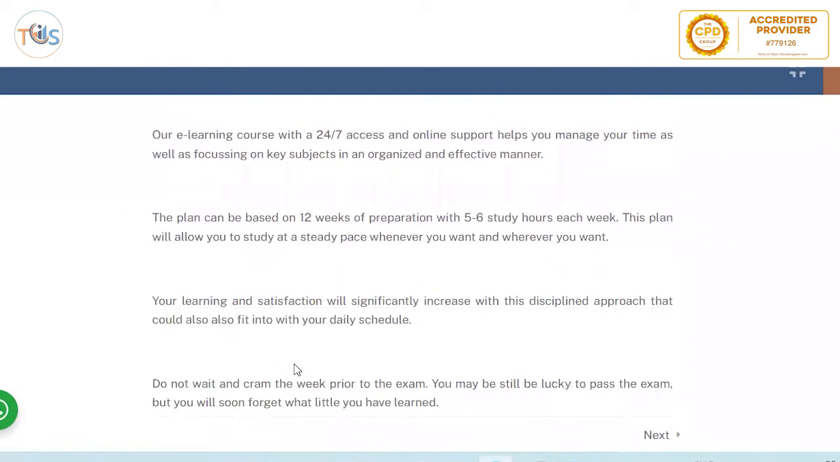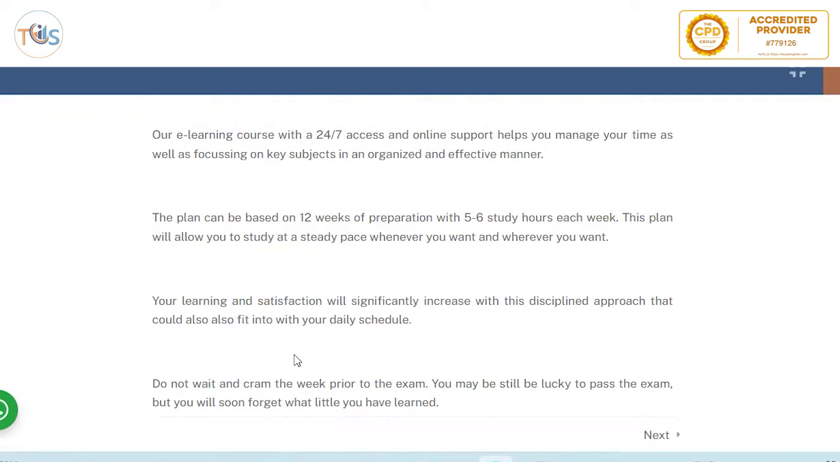What we would recommend, if you're working, is that you study 5 to 6 hours a week. You spend your time over, say, a 12-week duration, so that way you can cover it, you slowly grasp the knowledge, and at a steady pace you continue your preparation for the exam.